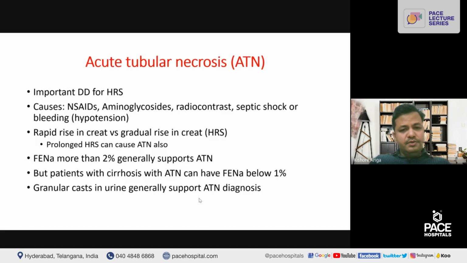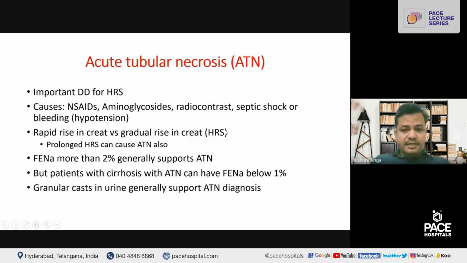Coming to the important differential diagnosis of HRS1, that is acute tubular necrosis. The causes are generally NSAIDs, drug-induced or radio contrast exposure, or septic shock or severe hypotension. To identify the differences between HRS1 and acute tubular necrosis, we need to see the rise in the creatinine. Here in ATN, there is a rapid rise in creatinine, whereas in HRS, usually it is a gradual rise in creatinine.